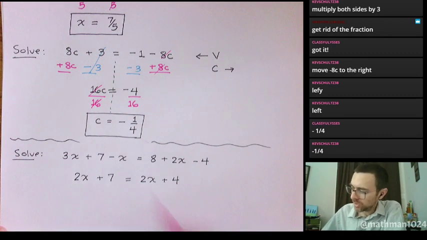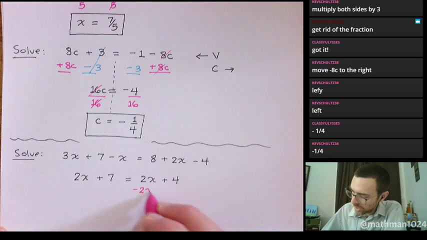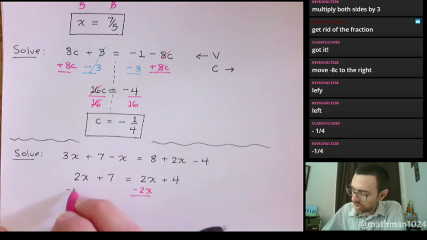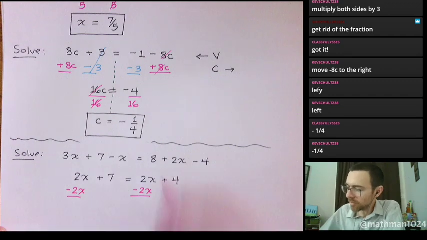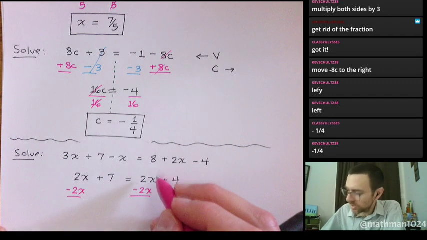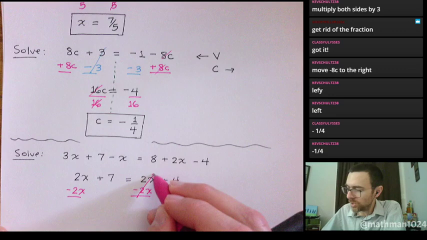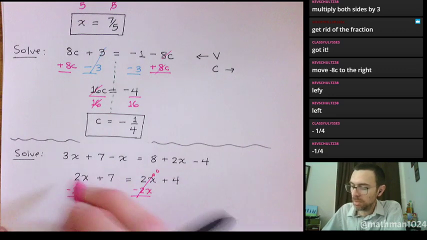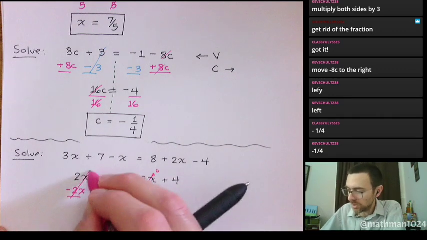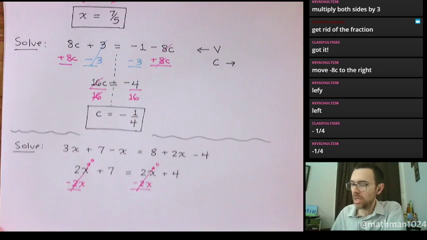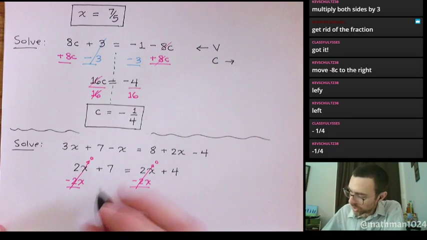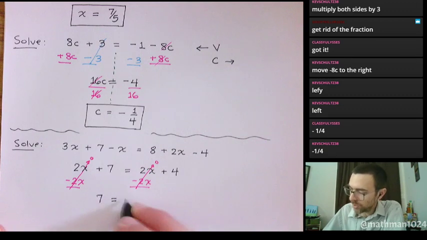Now, as we were mentioning before, I said get your variables to one side first. And so we can easily do that by subtracting 2x from the left to the right side. But notice what happens when I do this. 2x minus 2x gives me 0, and on the right side 2x minus 2x also gives me 0. And so what we have is an equation now that says 7 is equal to 4.